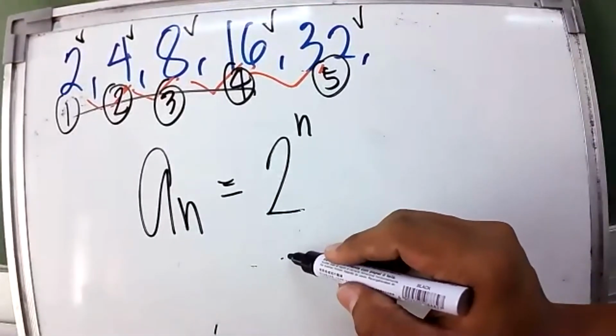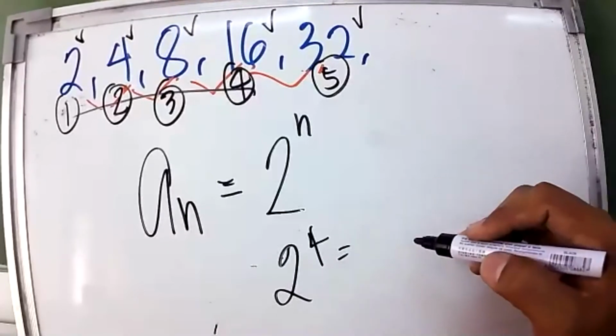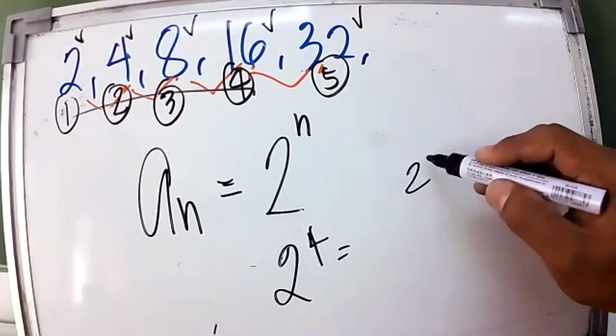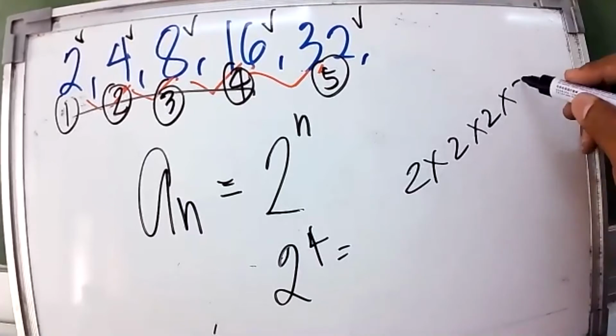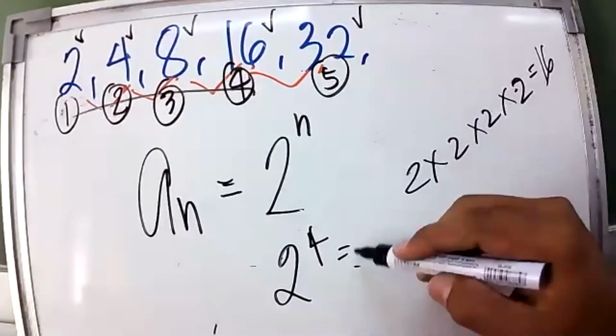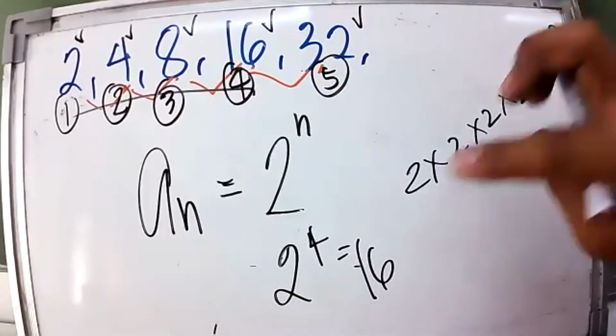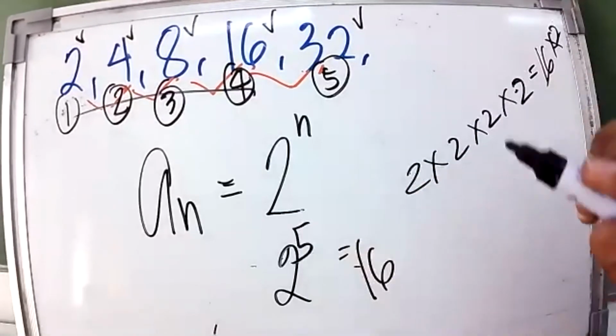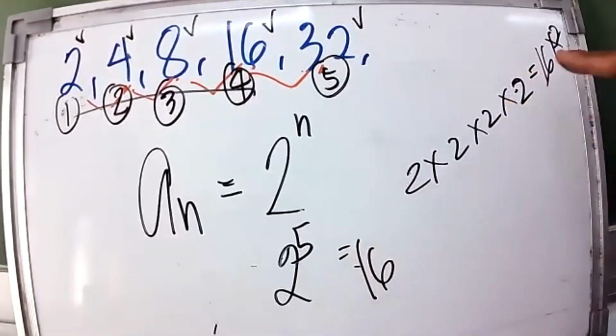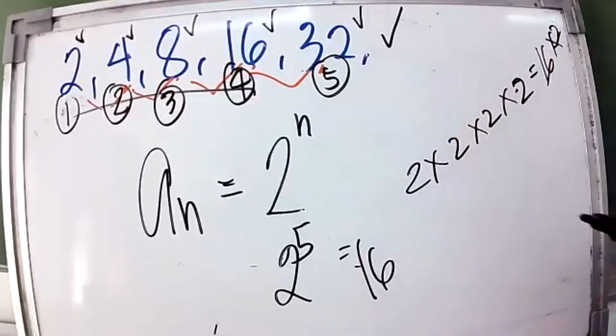Let's try the next one. 4. 2 raised to 4. The answer is 16 po. 2 times 2 times 2 times 2, wow, that's 16. 4 times 2 more for the fifth term. That is 32. Wow, very good. Ang galing.